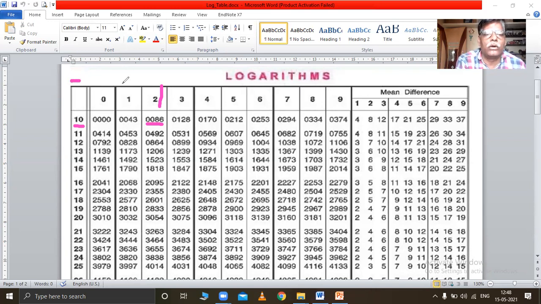This is called the natural number, this is called the Mantissa, and this is called the mean difference. Three parts are there. And the last digit 5 you see in this column. In the 5 column there is 21. 0086 plus 21, you add. The mean difference you have to add. So 0107 is the answer. Remember this.